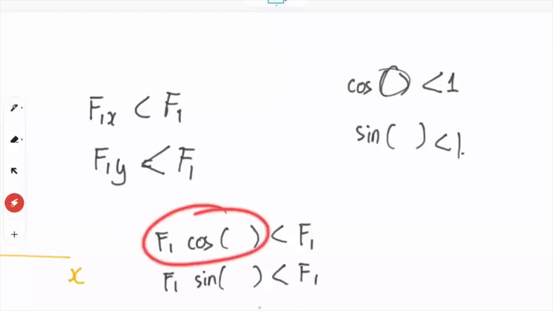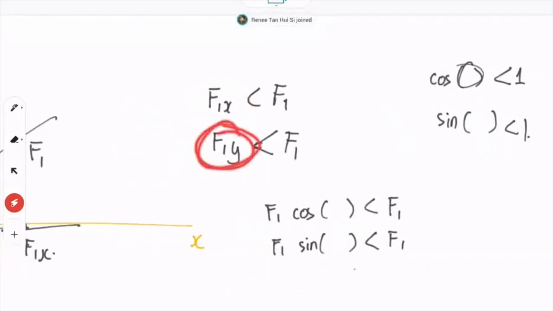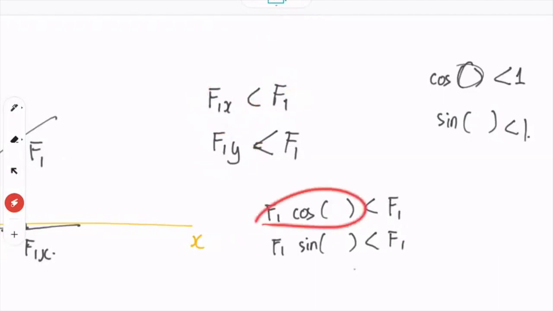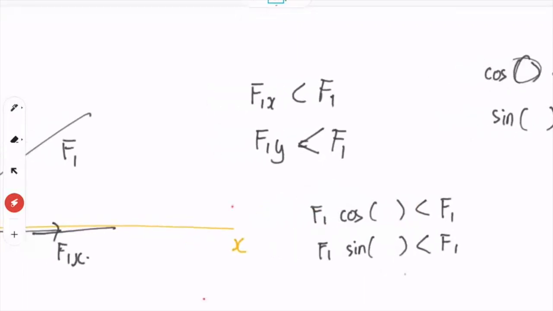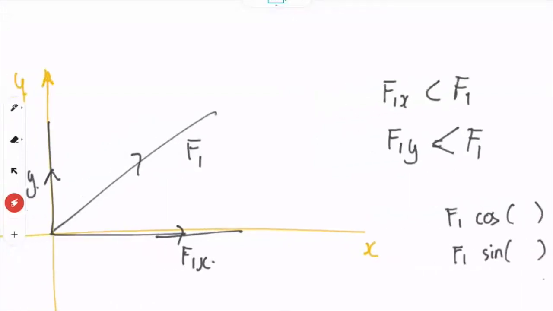So one of these is Fx and one of these is Fy. Agree? Because Fx and Fy are smaller than F itself. Now, which one is it? Very simple. The one that is touching the angle is cosine.